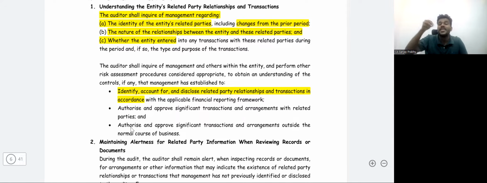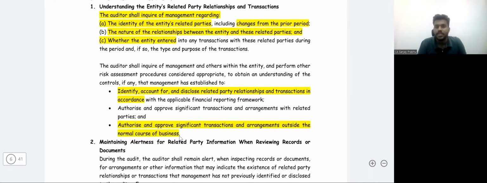If the entity is having any transaction with the related party which is outside the normal course of business. Sir, what do you mean by outside the normal course of business? For example, our entity normally provides a discount of 5 to 10%. But in the transaction our entity had with the related party, I can see a 50% discount, which is outside the normal course of business. Now, the entity is having a transaction with the related party where it has provided a 50% discount, which is outside the normal course of business. So for such transactions, who authorizes and approves the transaction which is outside the normal course of business?